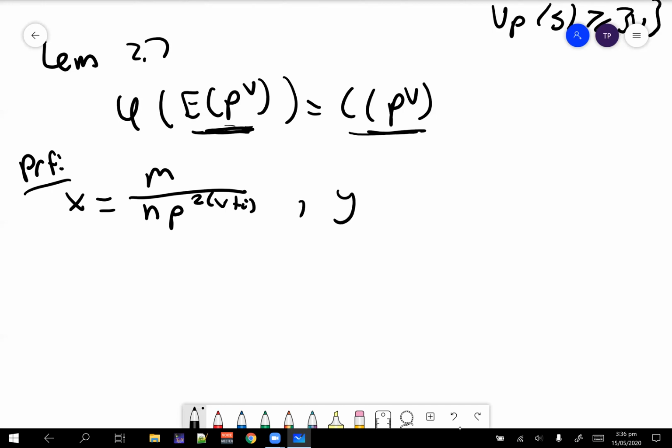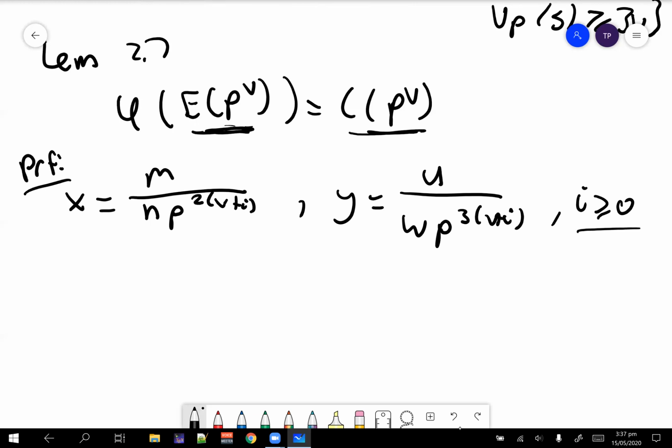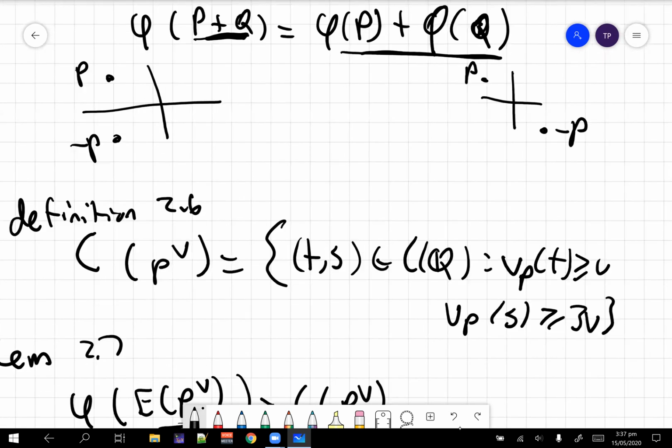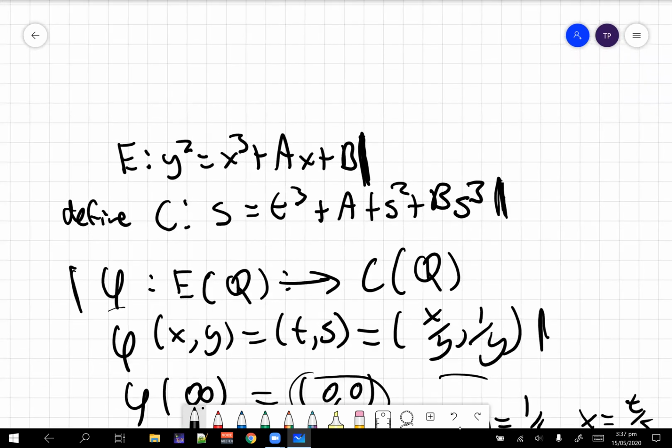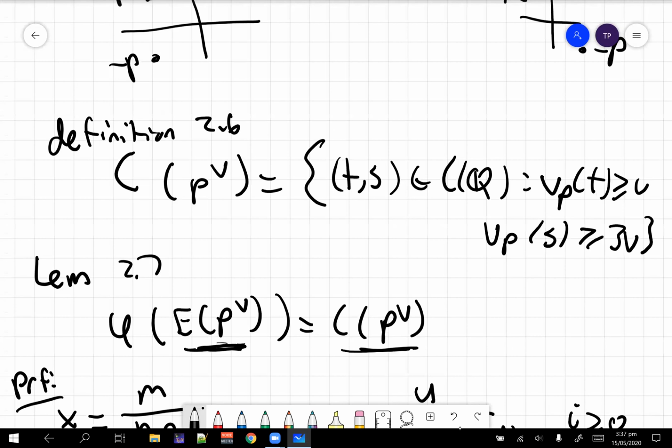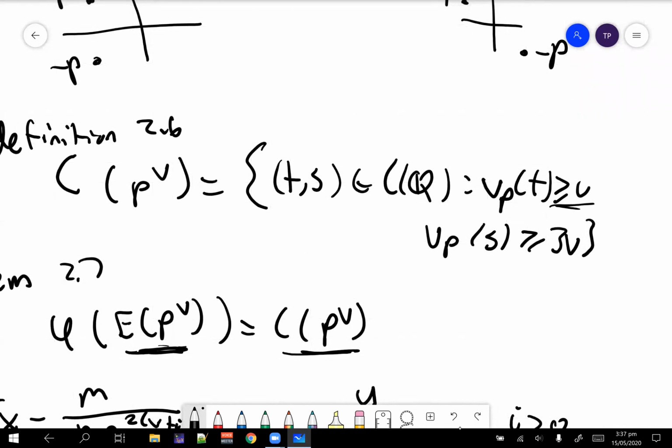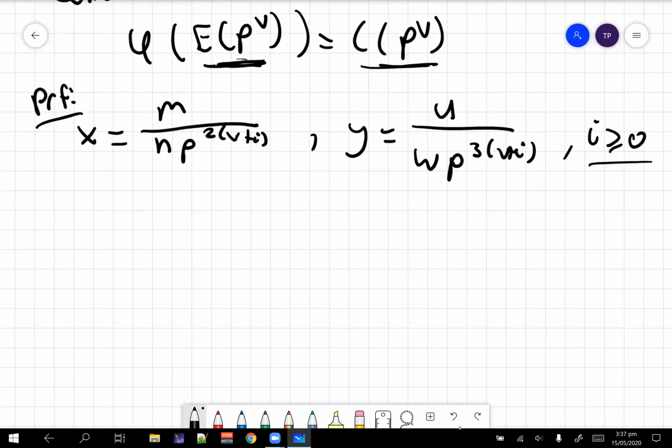and we can write y to be u over w times p to the 3(v plus i), where u, w, m, and n are all integers and they're all co-prime to p, or units in the p-adics, however you want to put it. And i is greater than or equal to 0 for some i, because recall that this is an inequality, so that's why we have the i there.